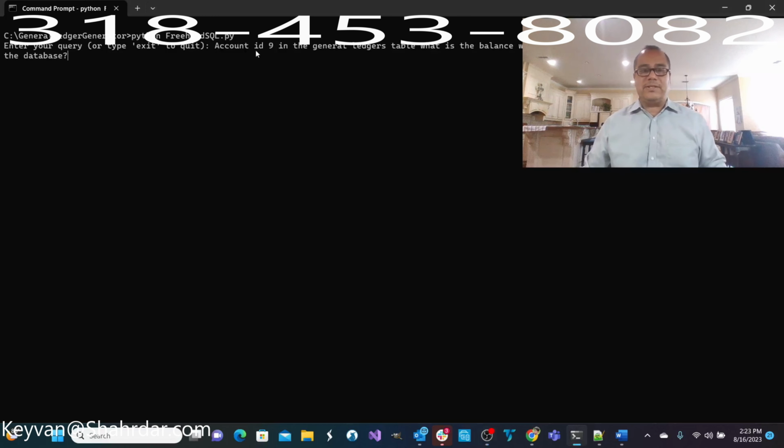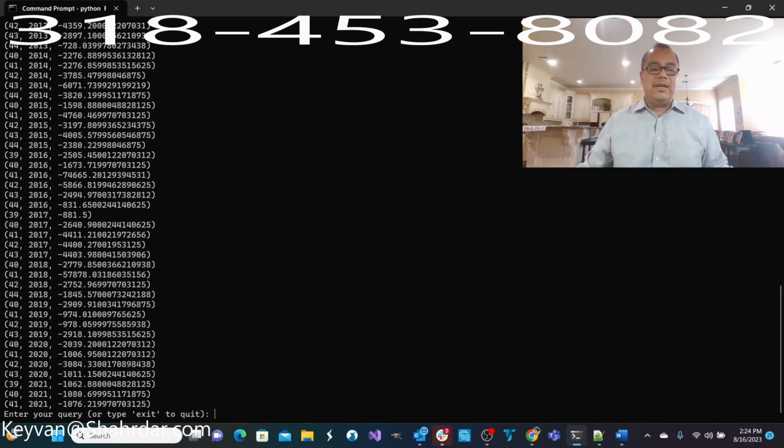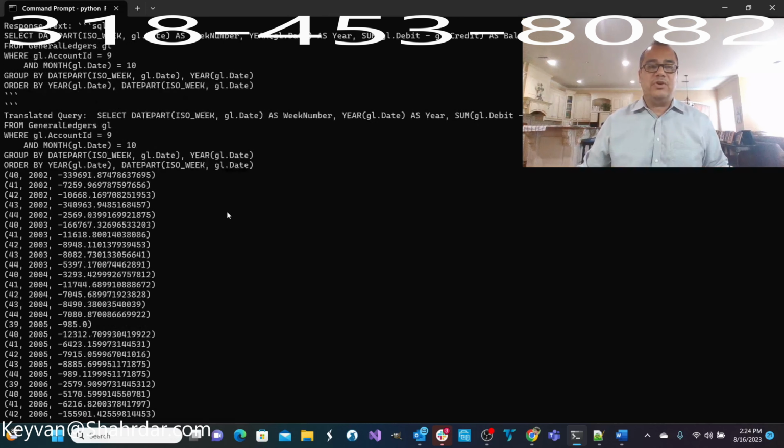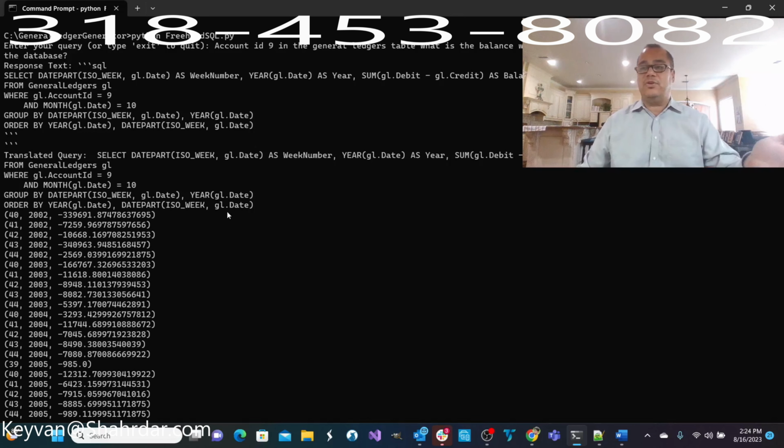So here, for example, we want the account ID 9 in the general ledgers table. What is the balance week to week for the month of October each year in the database? So what this does is it converts this into readable SQL and then sends it to our SQL server, and then we get the reply back.